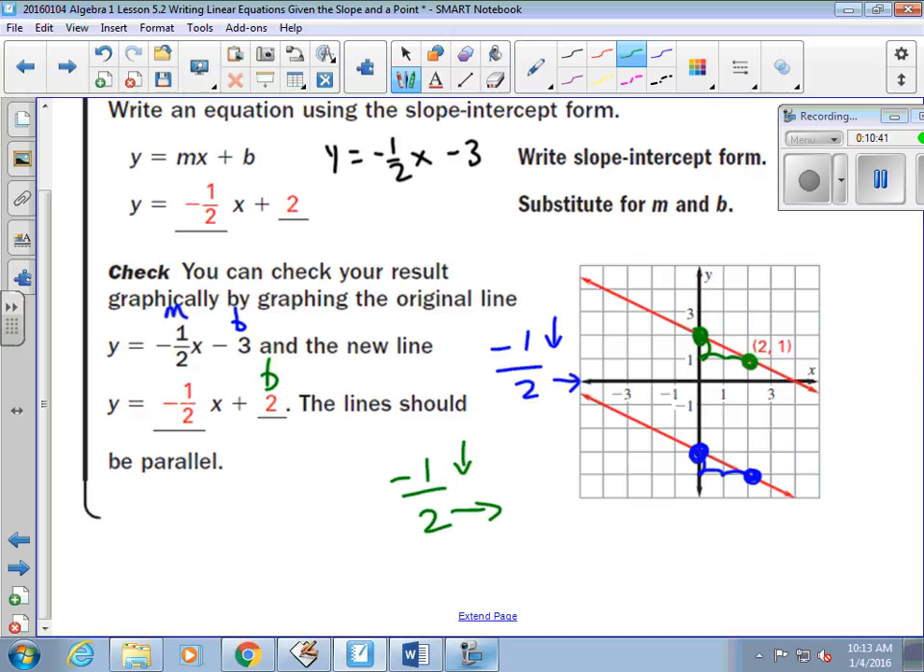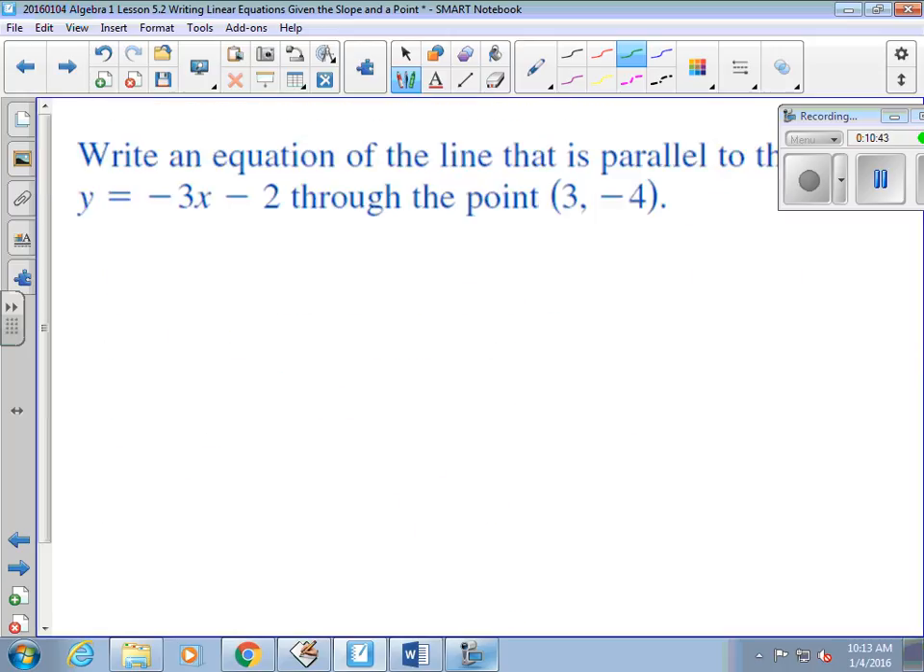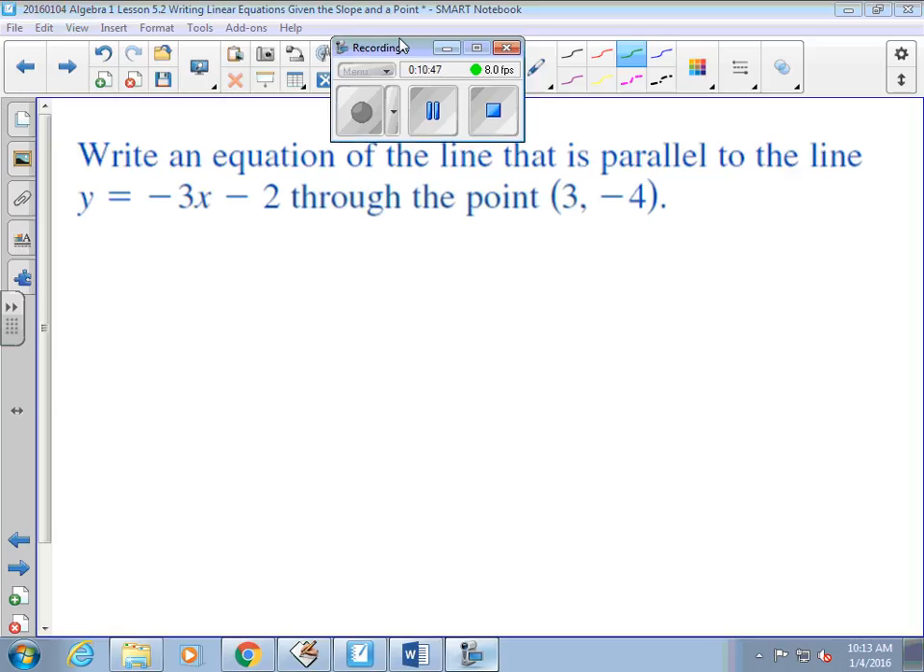On the back or on the side, write an equation parallel to this line, y equals negative 3x minus 2, that passes through the point 3, negative 4. Let's take about 1 minute on that one.